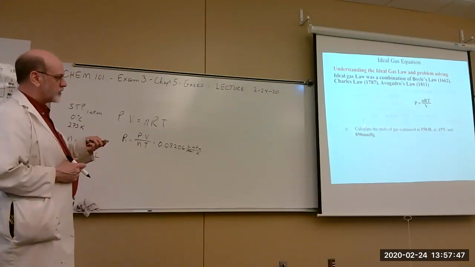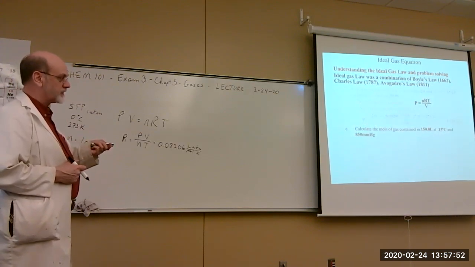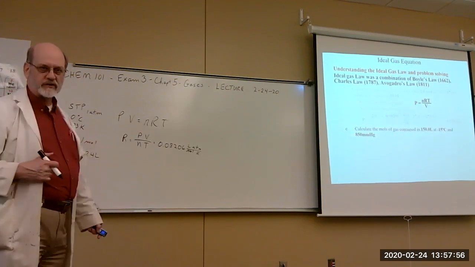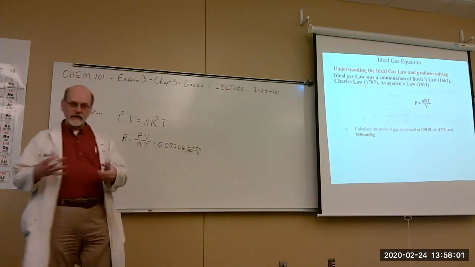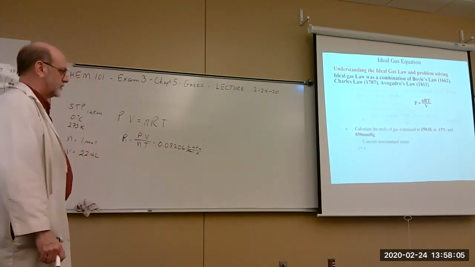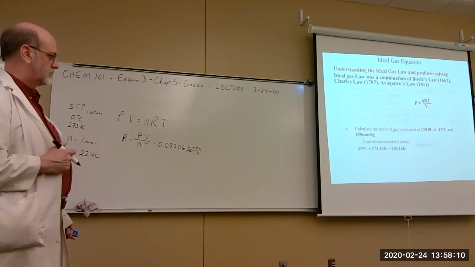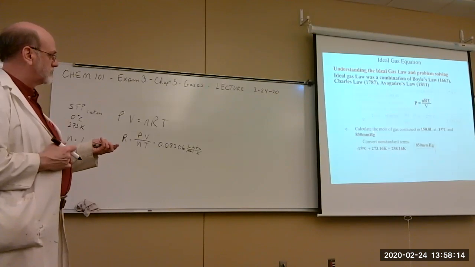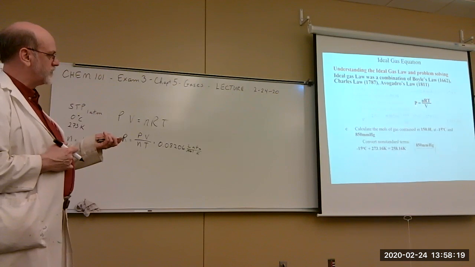This one is looking for moles. So we have volume, we have temperature, which must be converted to K, and we have millimeters of mercury for pressure. But we can't use that because the pressure must be in atmospheres. So we have to convert 850 millimeters of mercury into atmospheres. Let's see, moles: if we put this one over here, PV over RT.